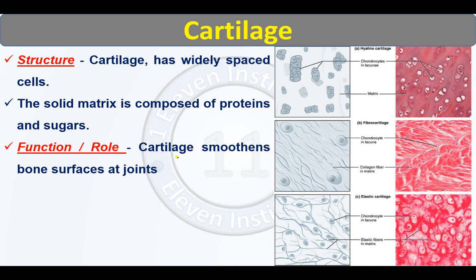Function or role. Cartilage smoothens the bone surface at the joints. Now suppose this is one bone, and here I am having another bone. Now if I directly join them, this joint will not be smooth.